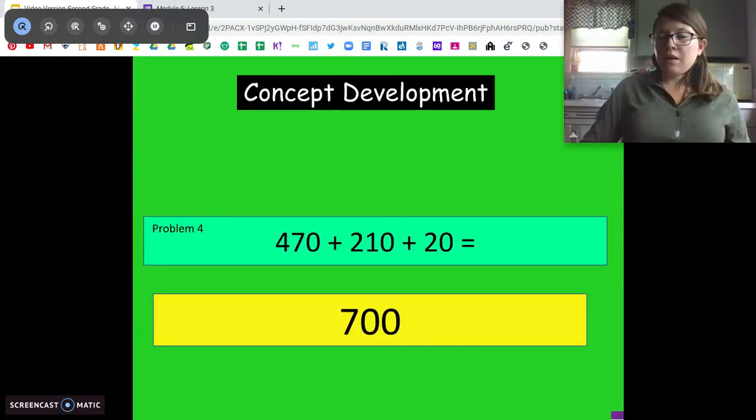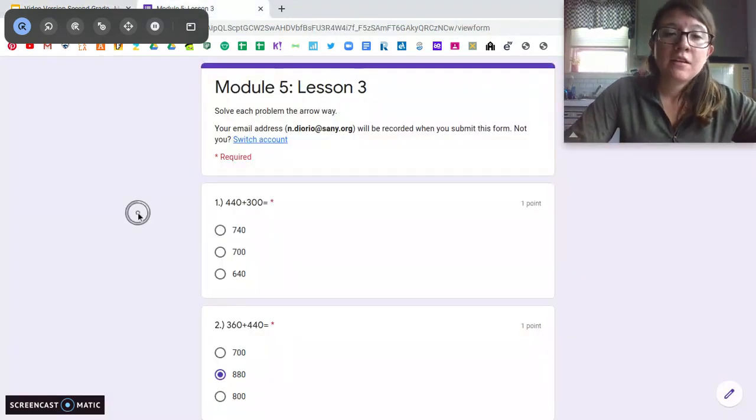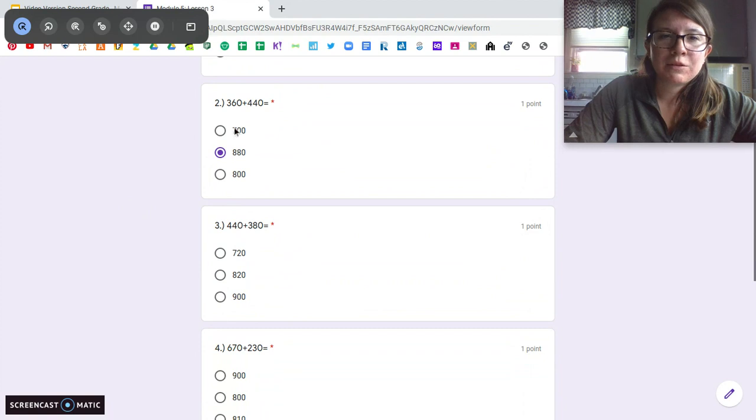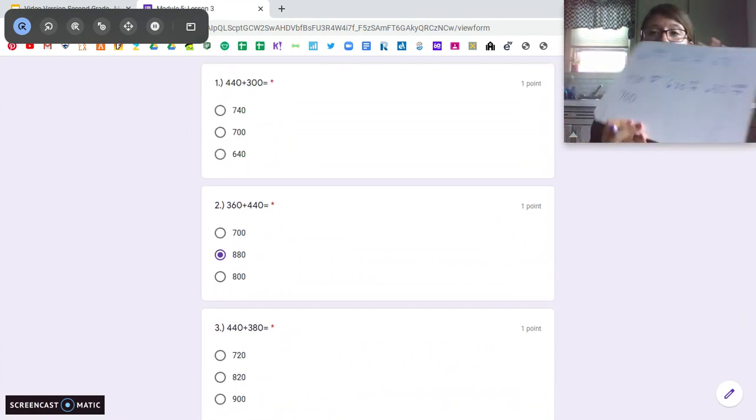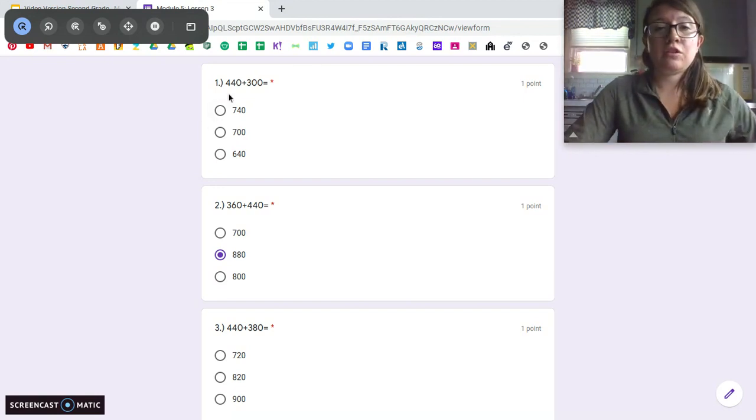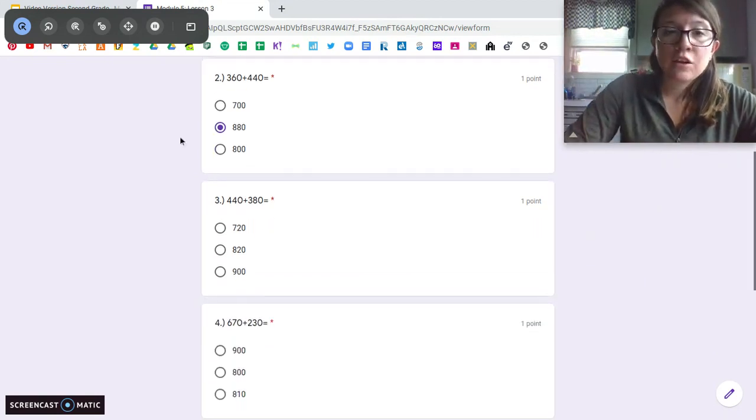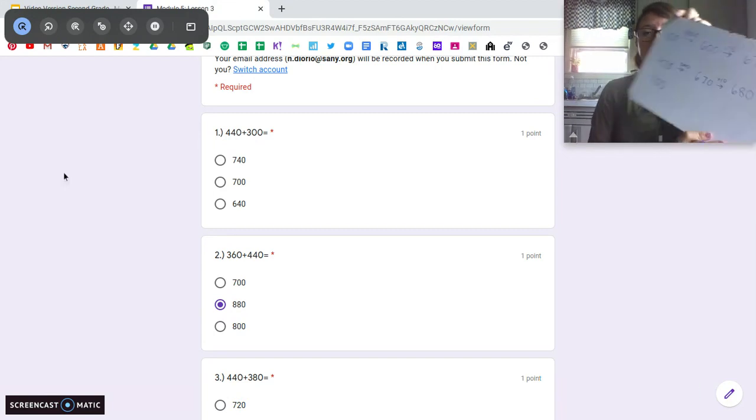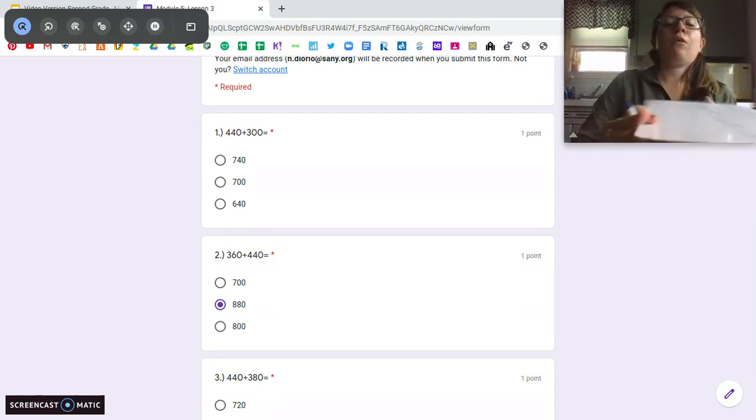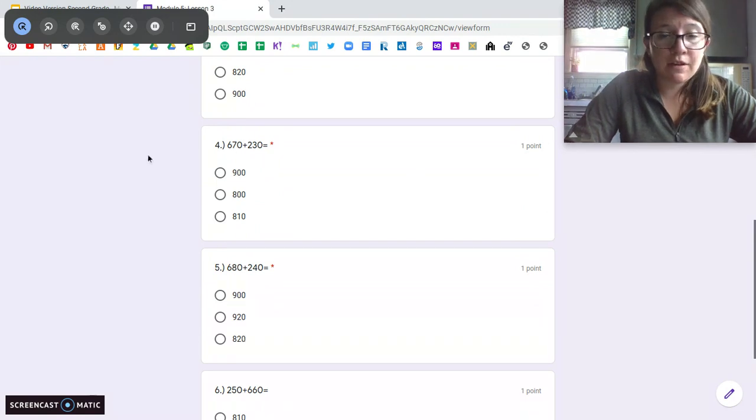Awesome work. All right. Your exit ticket today is going to be adding 2 3-digit numbers together just like we did today with the arrow method. So you're going to start at 440 and you're going to arrow method add, okay? You're going to notice that numbers 2 and 3 build off of number 1 in the same way that we did here, so use what you know. Same thing with numbers 5 and 6, they build off of number 4.